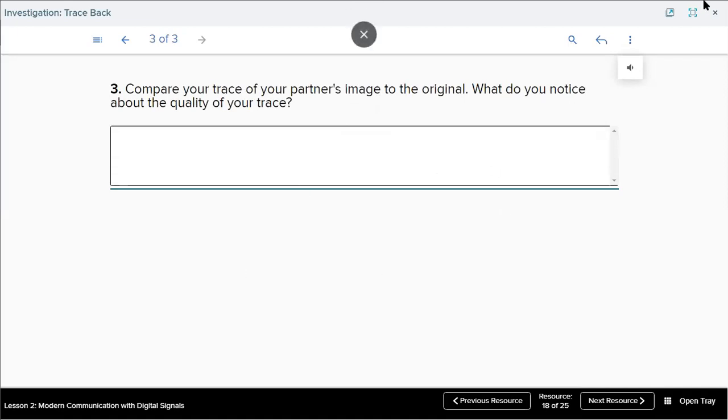This is compared between what and what? Compare your trace of your patterns image to the original. What do you notice about the quality of your trace? Okay, who can answer me? What about the quality? It's not the same, and not clearly. Okay, not clearly.